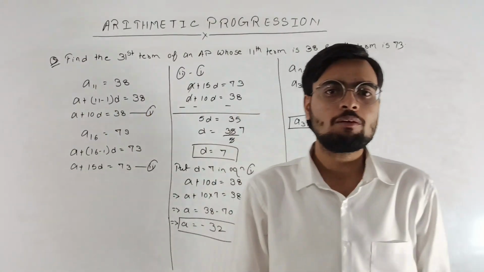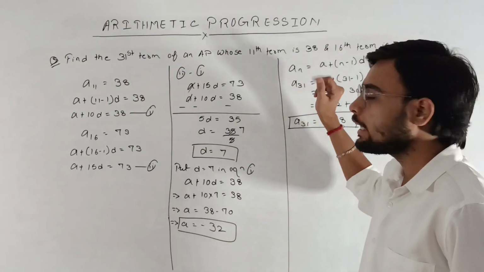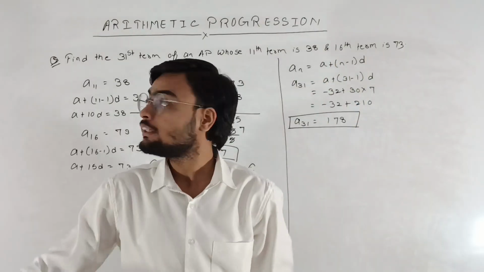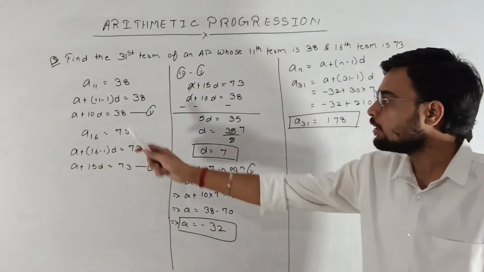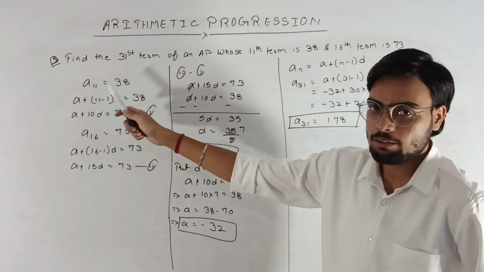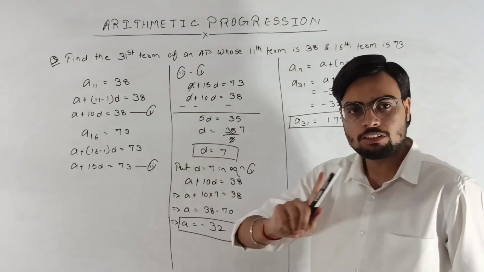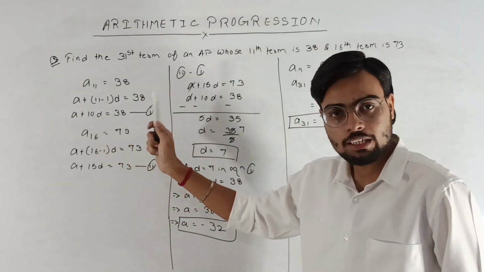Understood? Let's see one more time. What we have? We have an AP whose 11th term is given, that is 38, and 16th term is also given, that is 73. Then we have to find the 31st term of this AP. So first what I did? First I do A11, that is 11th term is 38. Then I write a plus 11 minus 1 into d. From here I get my equation first, that is a plus 10d is equal to 38.